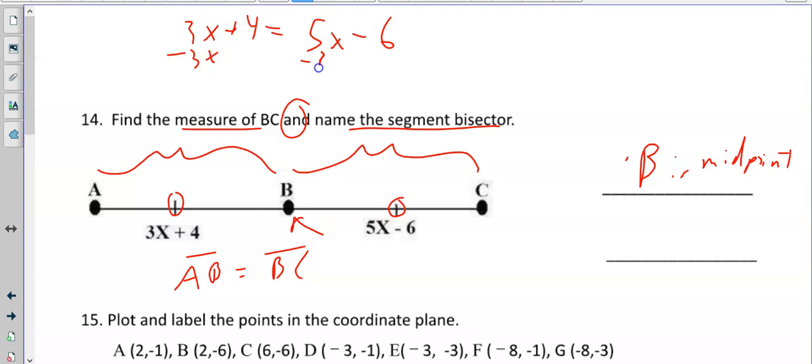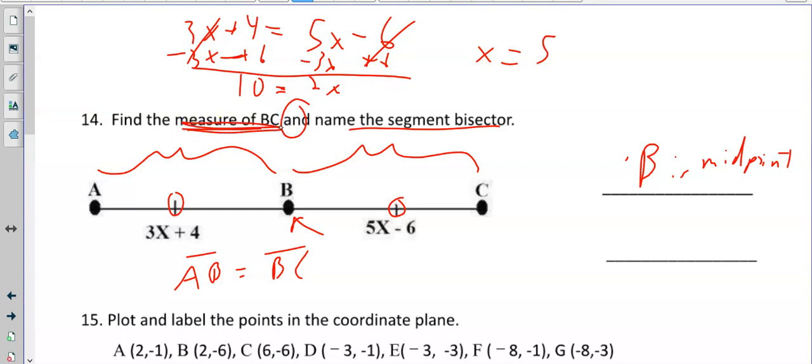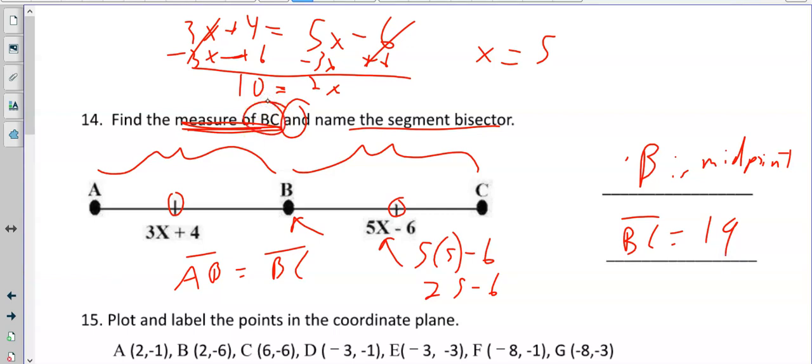I'm going to subtract 3x from both sides. And I'm going to add 6 to both sides. So that's going to give me 10 equals 2x. Now when I divide by 2, I'm going to get x equals 5. But remember, it's not asking me for x. It's asking me for BC. So I'm going to plug my 5 in right here. 5 times 5 minus 6. 25 minus 6. So BC is 19. Now remember, if it would have asked me for AB, it still would have been 19. But if it asked me for AC, I would have had to double it and get 38. So please pay attention to the directions and what it's asking you to do.